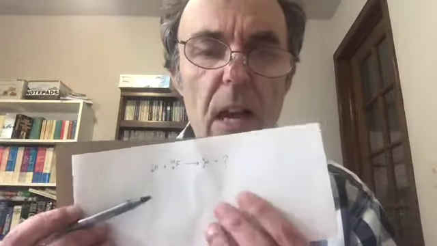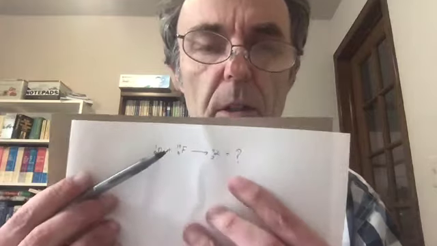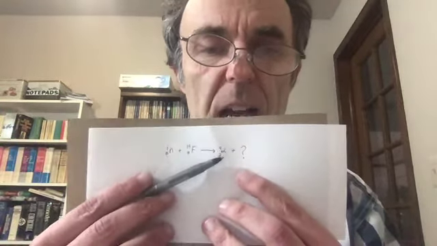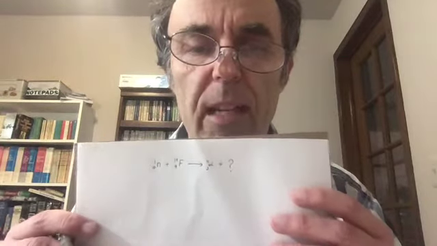Let's do another example. We're going to take a neutron. Now we're going to use the neutron as our bombarding particle and bombard fluorine-19. What you get is an alpha particle plus something else. Stop the video, figure out what that is.